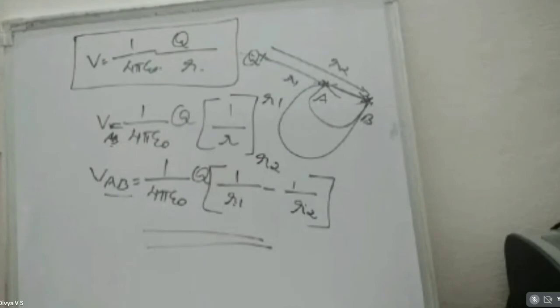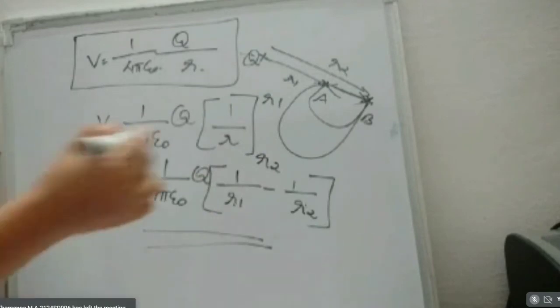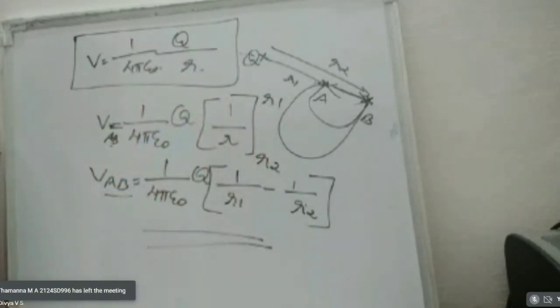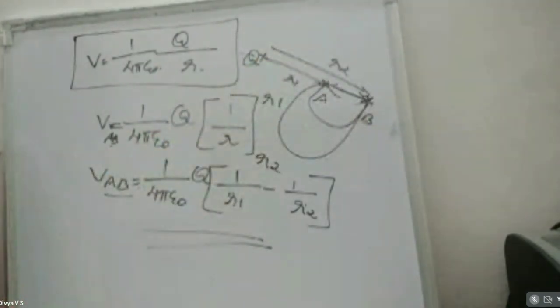Okay, so this means electrostatic force is a conservative force. There, the work done is independent of the path but depends only on the end points. Here also the potential difference depends only on the end points, independent of the path. So electrostatic force is a conservative force. Okay. Now another thing.